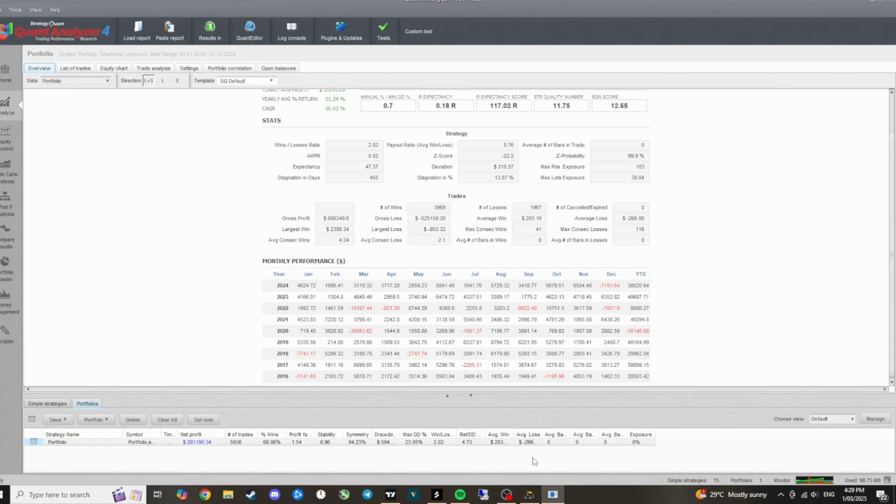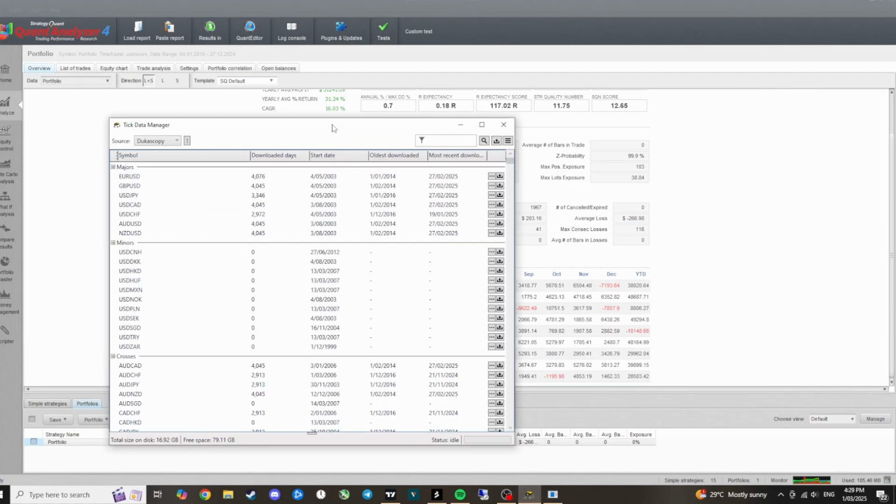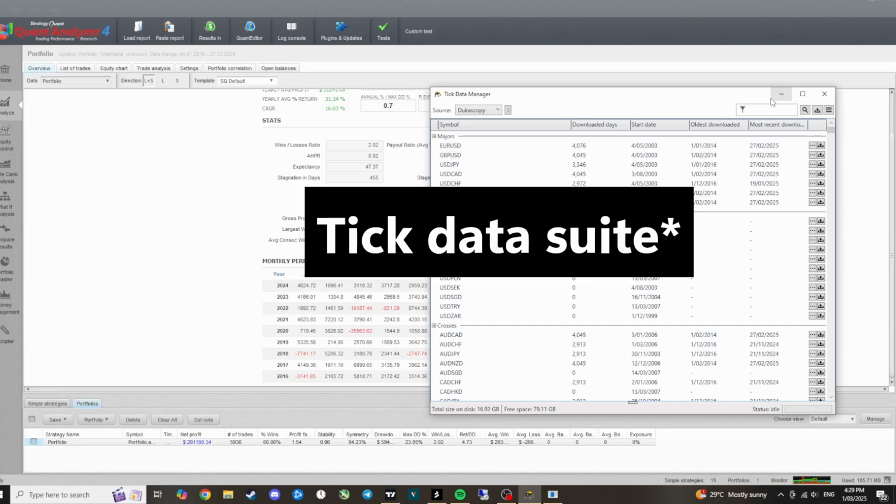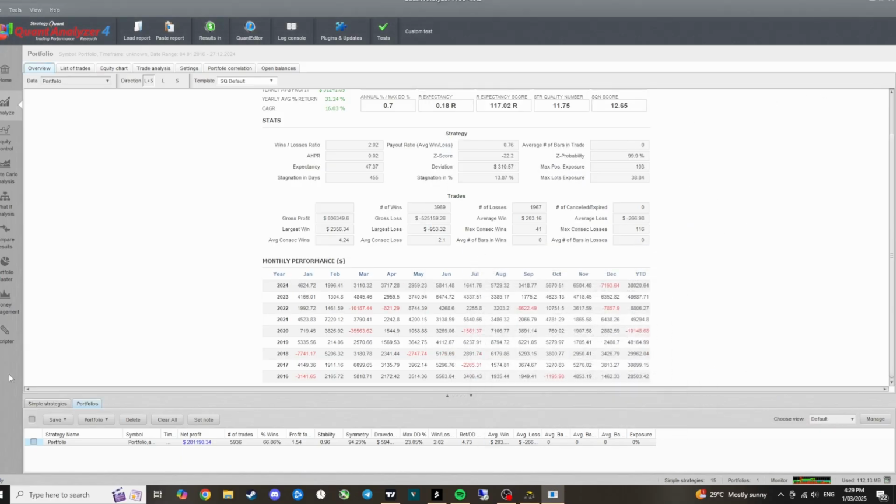And this is it running full auto using tick data from Tick Data Manager, so it's official data, and that's the results we've been given.